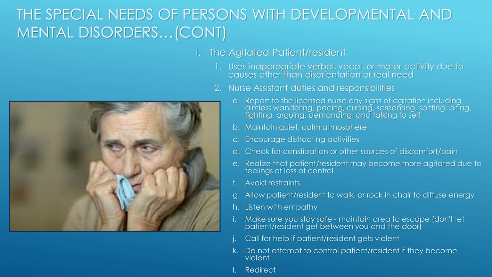Maintain a quiet, calm atmosphere. Encourage distracting activities. Check for constipation or other sources of discomfort or pain. Realize that the patient or resident may become more agitated due to feelings of loss of control. Avoid restraints. Allow the patient or resident to walk or rock in a chair to diffuse energy. Listen with empathy. Make sure you stay safe.